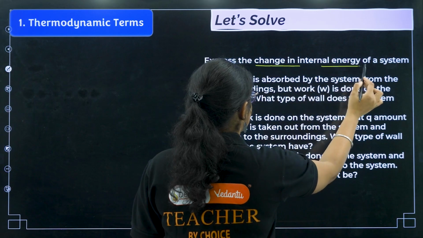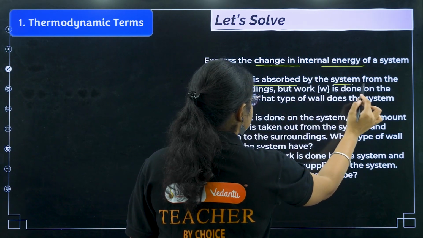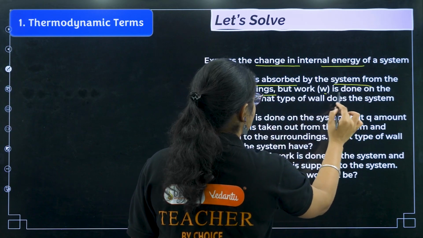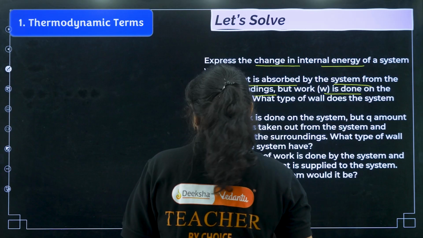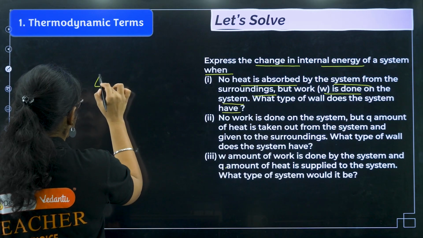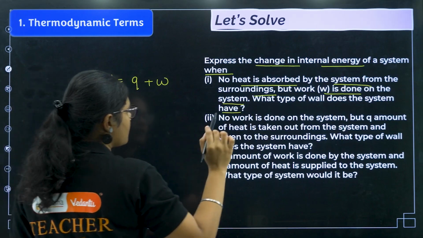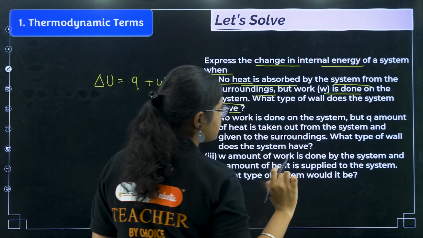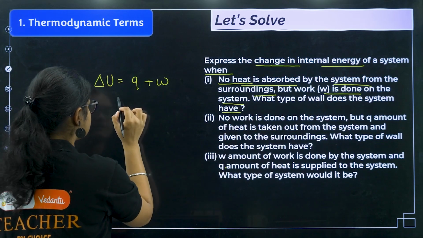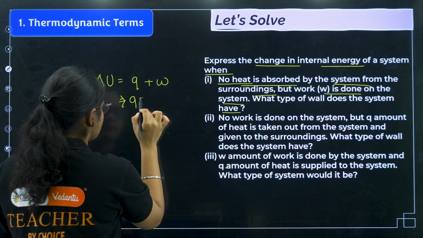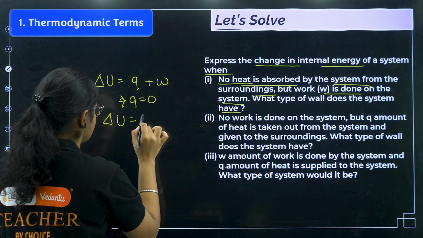Express the change in internal energy of a system when no heat is absorbed by the system from the surroundings but work is done on the system. What type of wall does the system have? Now you see, we know that delta U is equal to Q plus W. No heat is absorbed by the system. If no heat is absorbed, that means Q is equal to 0. According to this statement, Q is equal to 0. That means delta U is equal to W.